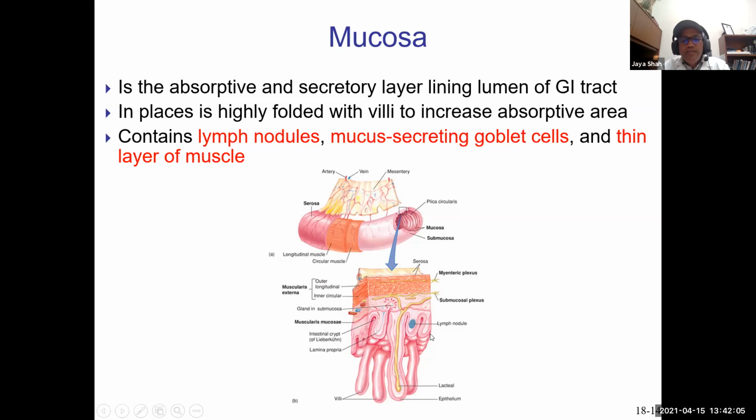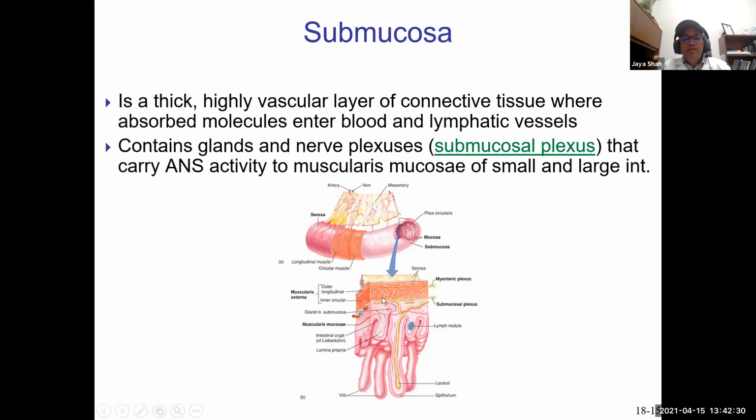Then under the epithelium, there are lymph nodes which function as an immune barrier. In some mucosa, there are glands which secrete mucus and cover the surface. Between the two layers of muscle, there is a special group of autonomic neurons. We call them myenteric plexus. And between the submucosa and the muscularis externa, there is the submucosal plexus.